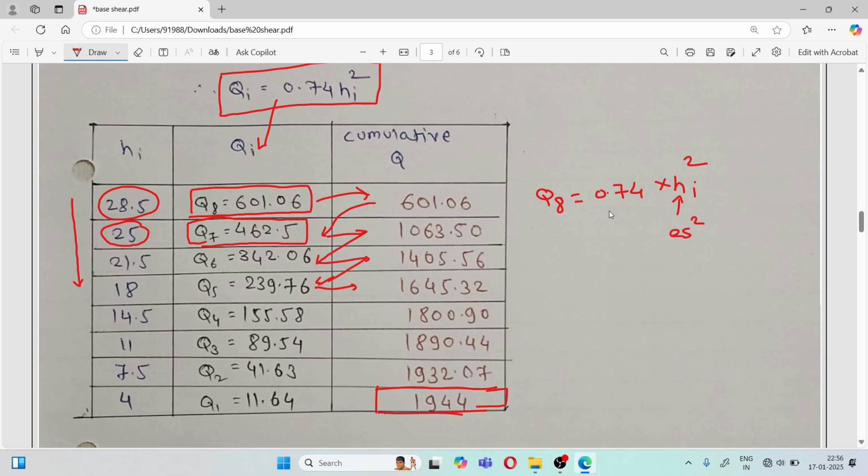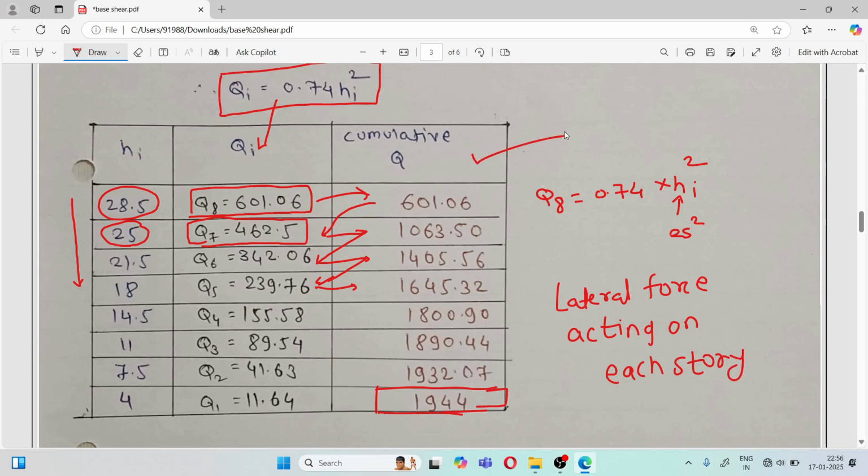A very important step in finding the displacement or drift of the structure is that you should know the lateral forces acting on each story. So this is how you can calculate the lateral forces acting on each story.